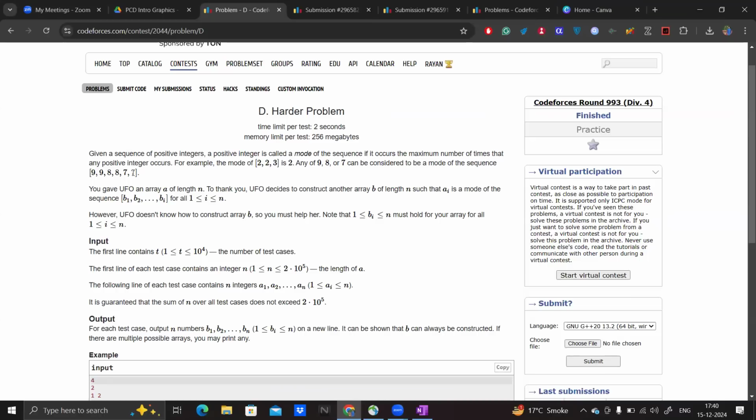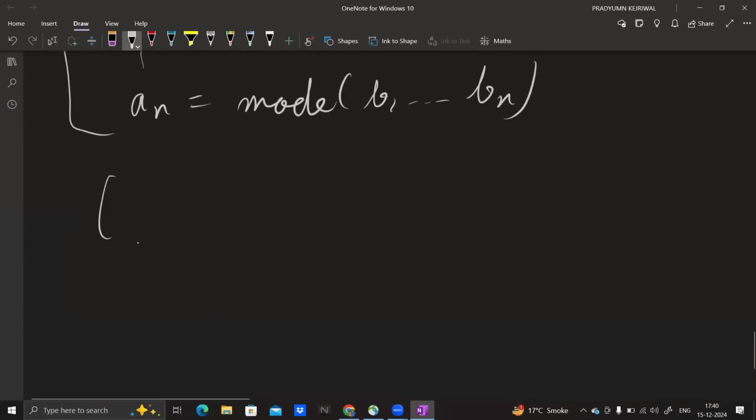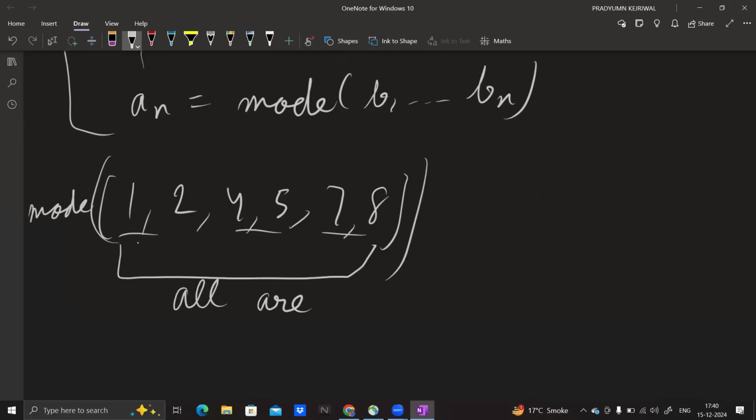So that's why I'm saying that the definition is very loose, and we can exploit that actually. So how do we exploit that? Suppose I give you an array, let's say 1, 2, 4, 5, 7, 8, and I ask you what is the mode. Then someone will say 1, someone will say 4, someone will say 7. All the answers are correct. All the 6 numbers are modes. What I'm trying to say is that if an array has all distinct numbers, then all of those numbers are modes.